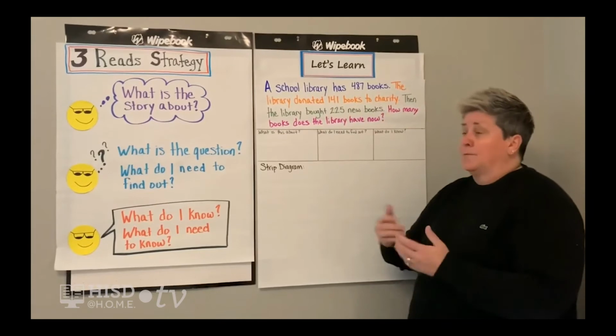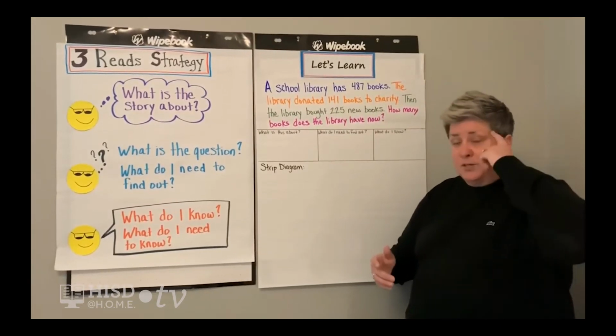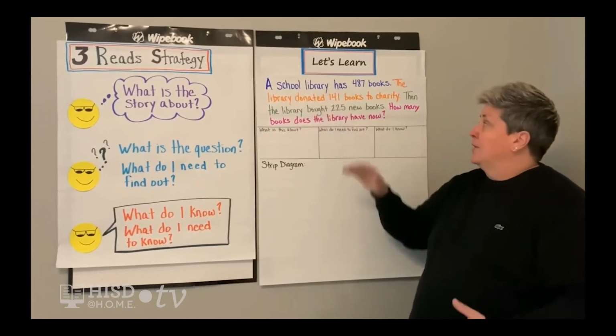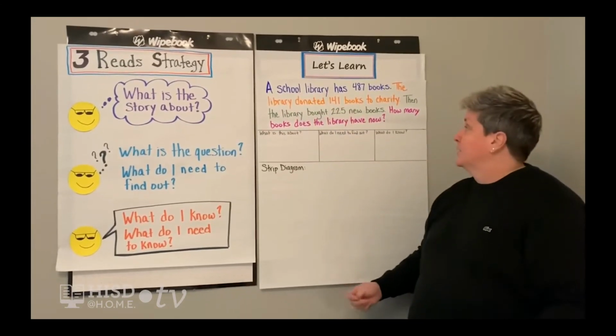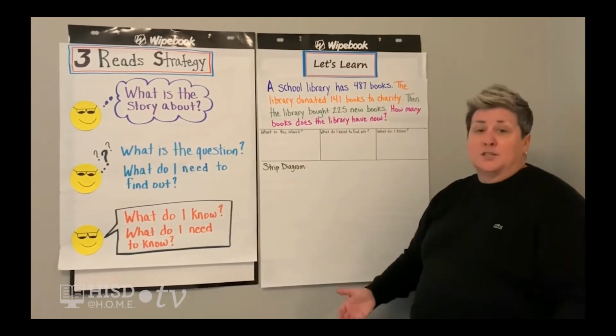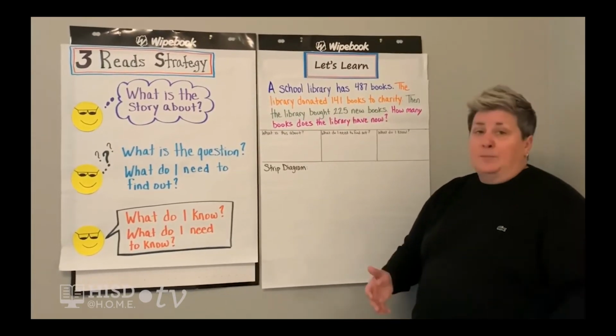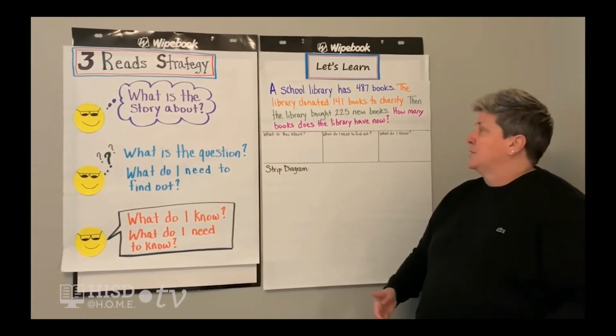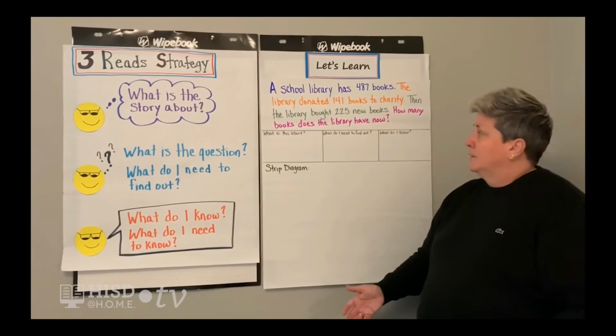So here we go, our first read. Remember, I want you to think about, what is this story about? A school library has 487 books. The library donated 141 books to charity. The library bought 225 new books. How many books does the library have now?